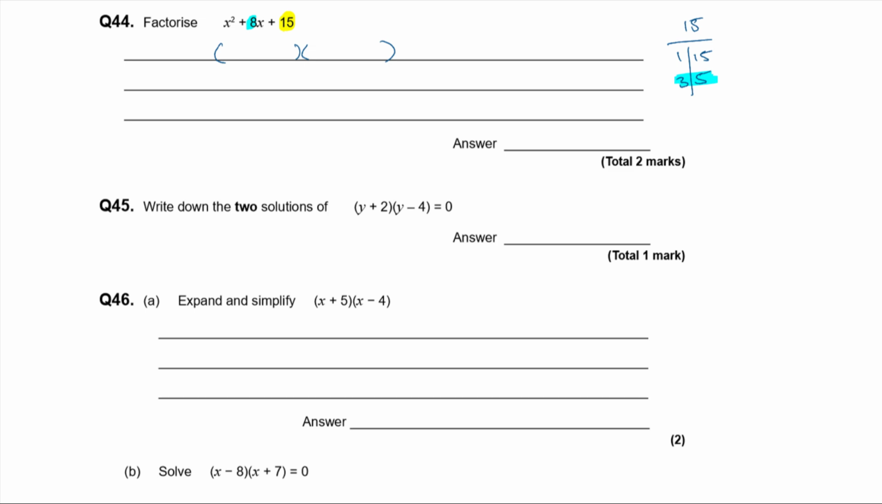3 and 5. Okay, so factorise 15 first, and then we think about which one of those pairs is going to give you the middle term, and that is the pair that we need. So I'm going to get x plus 3, x plus 5. Now, if in doubt, if you're a bit shaky on these, at this point, just double check by multiplying the brackets back out again and see if you got back what you started with.